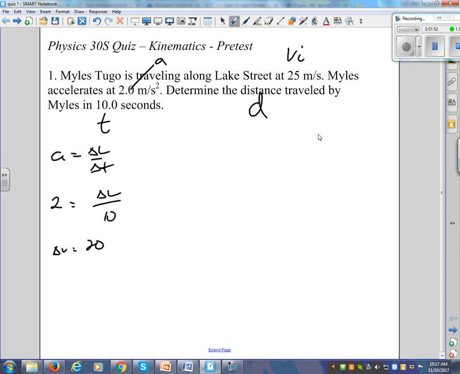So I need to find that VF. Delta V is VF minus VI. The change in velocity changes by 20. We need to solve for the final. How much is the initial? 25. Now I solve that. The minus 25 goes to the other side and becomes plus, right? So that's going to be 45.